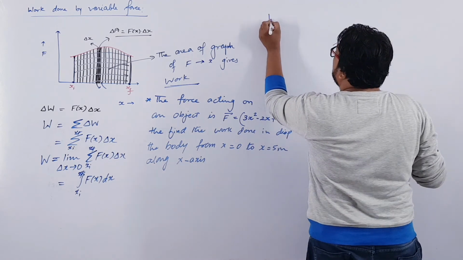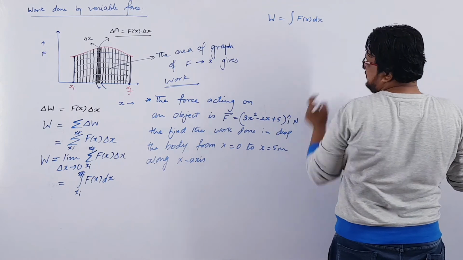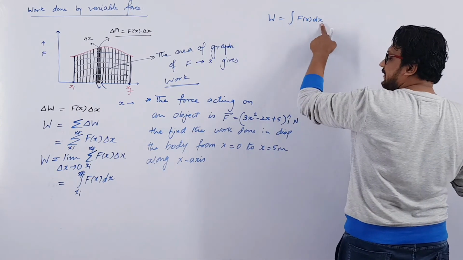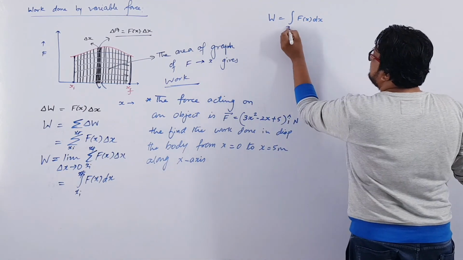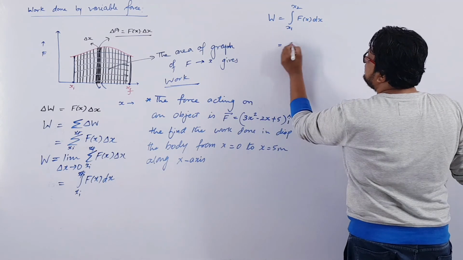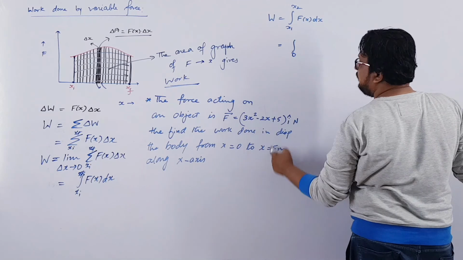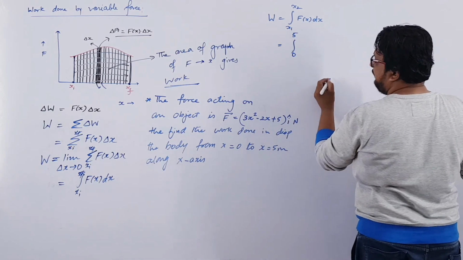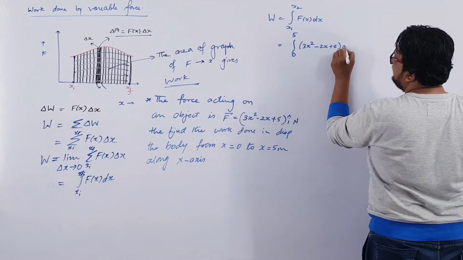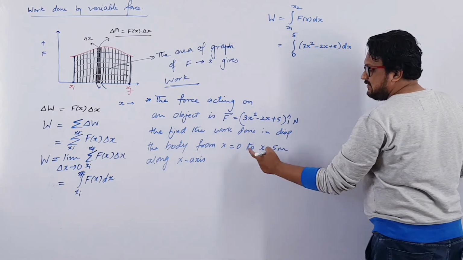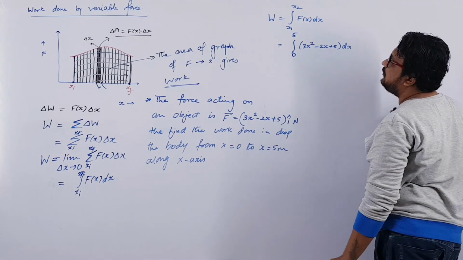So what is the formula for work? W is equal to integration f of x dx. If it is along y-axis, then we will write f of y dy. If it is along z-axis, we will write f of z dz, from x1 to x2. So this is equal to integration from 0 to 5, where x1 is 0 and x2 is 5. What is f? 3x square minus 2x plus 5 dx. Both are along x-axis, so i dot i will be 1. That's why we are not writing it.